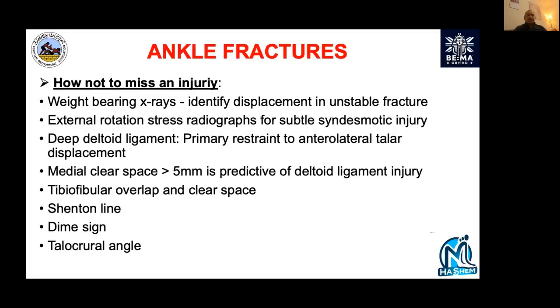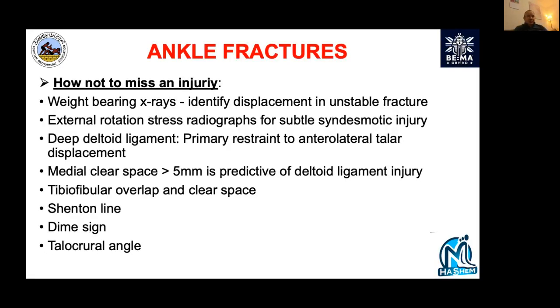Or you can spot that if a weight-bearing X-ray shows an enlarged or widened medial clear space of more than 5 mm. Normally the medial clear space is equal to the superior clear space. When you see that the medial clear space is widened more than 5 mm, with an element of rotational injury on the lateral side, you have to suspect that there is a medial injury, and this medial injury will be in the deep deltoid, even if there is no medial malleolar fracture.